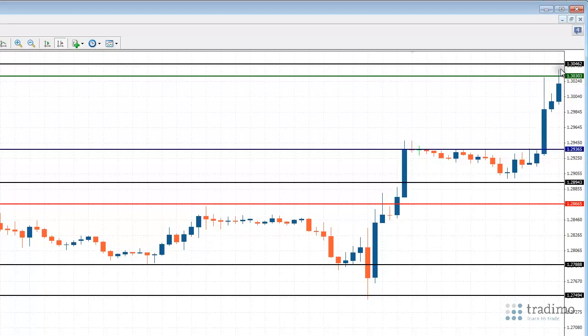Now, notice guys how we haven't quite touched the resistance area, but on two occasions when we've got close to it, price has apparently reversed slightly. We can see the sellers come in here and in here, and this is why it's important to put your profit target just below any resistance levels that you use for a profit target, or just above any support levels that you may use for a profit target.